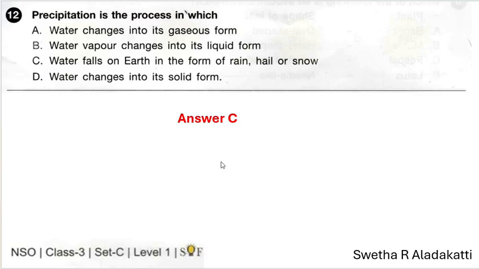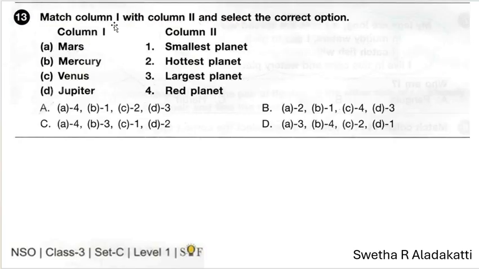Answer C. 13. Match column 1 with column 2 and select the correct option. Mars, Mercury, Venus, Jupiter planets are given. We have to correctly match accordingly. Let's see the answer. Mars is a red planet. Mercury is the smallest planet. Venus is the hottest planet. Jupiter is the largest planet of all the planets. So answer A, option A.